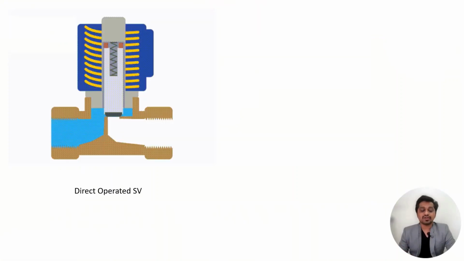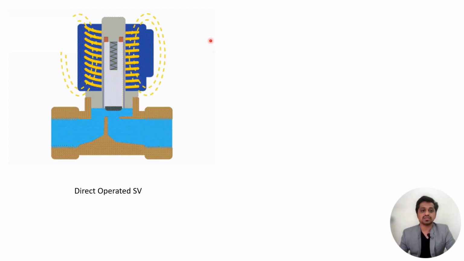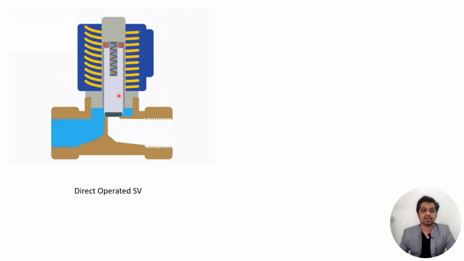So this is the direct operated solenoid valve. As we discussed, we can see the basic parts. The coil is there, then we can see the ferromagnet is there. The valve is now closed. When it gets energized, let's see what happens. The magnetic field, because of which the force is generated, and the spool gets lifted up and the valve gets open. Now again, when it's de-energized, the valve gets closed. So this is simple. This is direct operated solenoid valve.